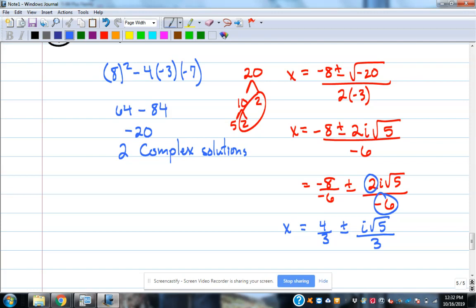Yeah, that plus or minus, if it's the positive 2i radical 5 divided by negative 6, that turns back into the minus. If it were the negative 2i radical 5 over negative 6, the negatives cancel out, and that turns back into the plus. So that plus or minus takes care of the negative and positive for us there. So it really works out nice. So these are our solutions here: 4 over 3 plus i radical 5 over 3, and 4 over 3 minus i radical 5 over 3. So a complex solution there.